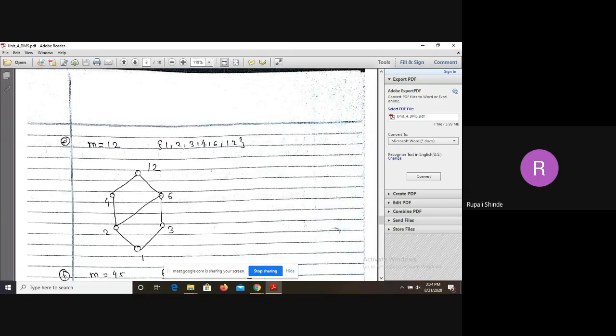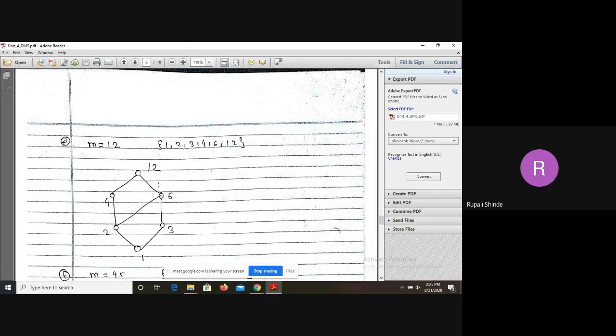Now the next element is 4. Here 2 divides 4, that's why the position of 4 is above 2. These two are connected by a line because 2 divides 4. Okay. The next one is 6. Here both 2 and 3 divide 6, that's why there is a line from 2 to 6 and 3 to 6. And the last element is 12. Now 4 divides 12 and 6 divides 12. That's why this is the Hasse diagram for m equal to 12.